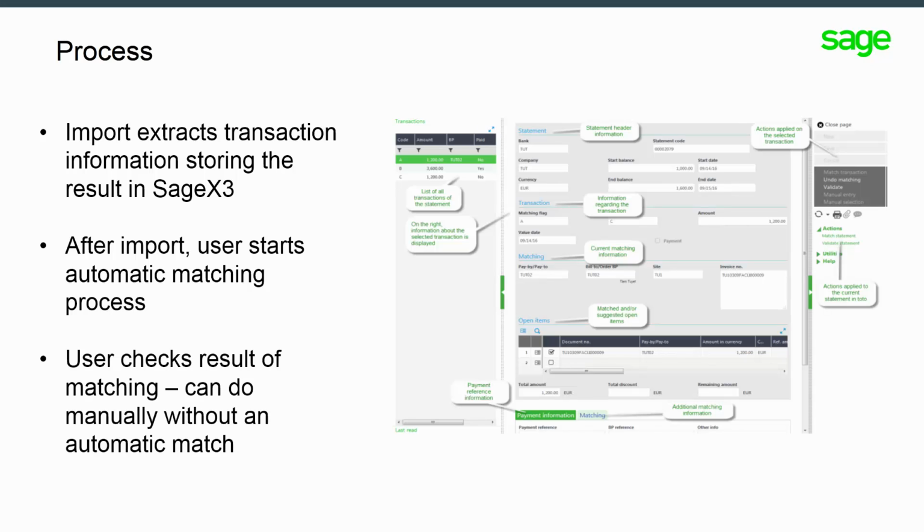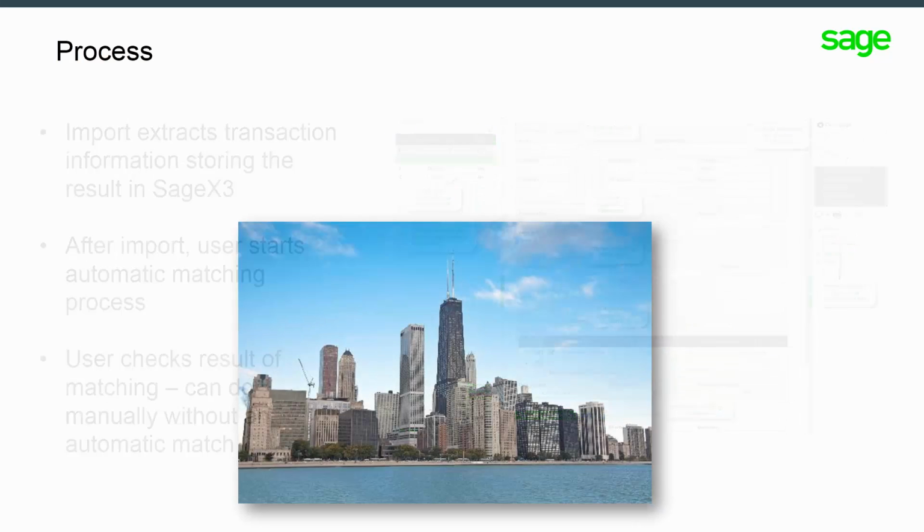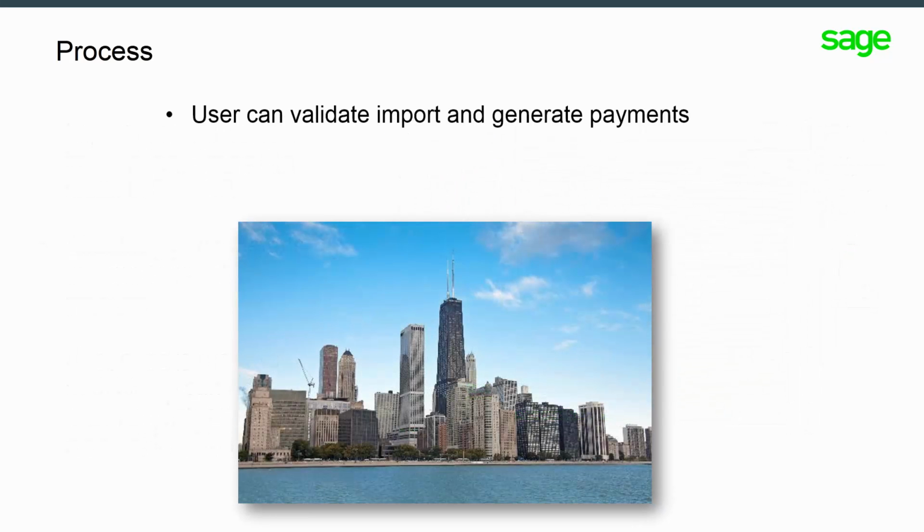The user will check the result of the automatic matching and can do manual matches for those transactions without an automatic match. When finished, the user can validate the import and generate the payments. Payments are posted manually by the user or automatically. The user can process the next statement.